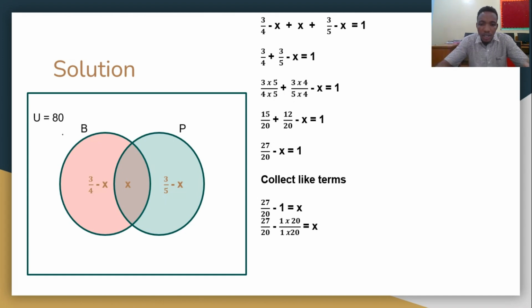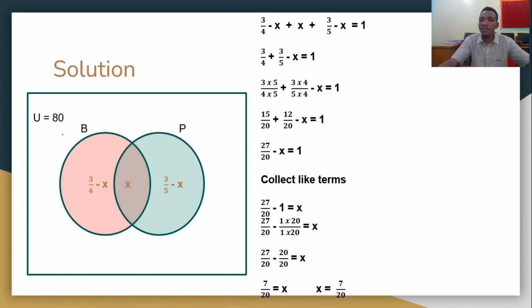So you have 27 over 20 minus 1 times 20 over 1 times 20. So you have 27 over 20 minus 20 over 20. This 20 over 20 is my 1 that is here. Okay, so I can just subtract the numerators. 27 minus 20, that will give me what? 7 over 20 equals X. X equals 7 over 20.